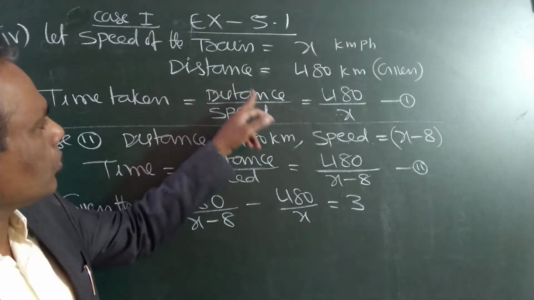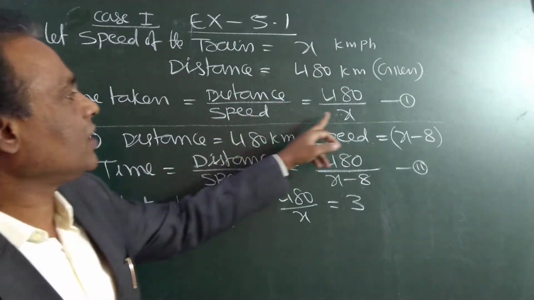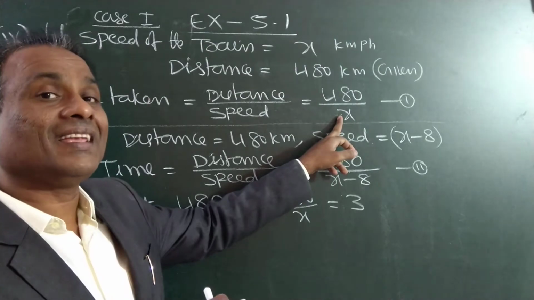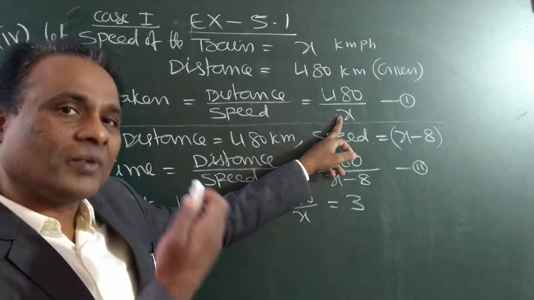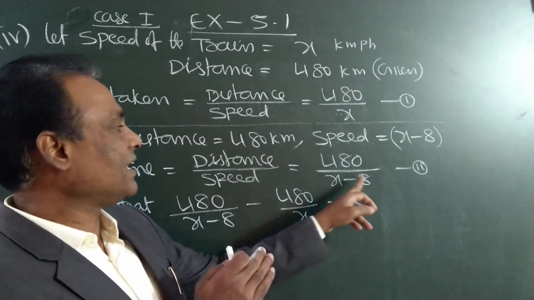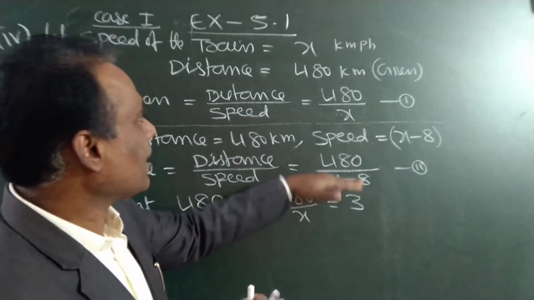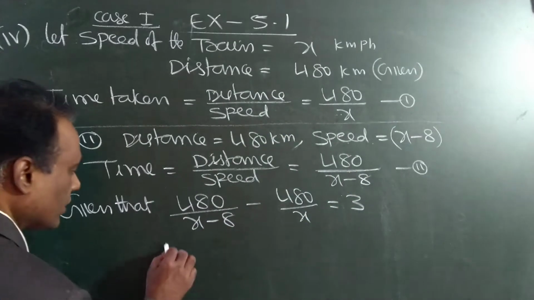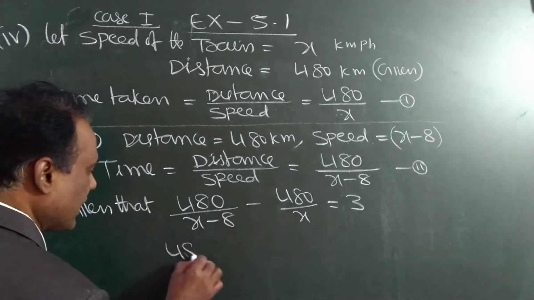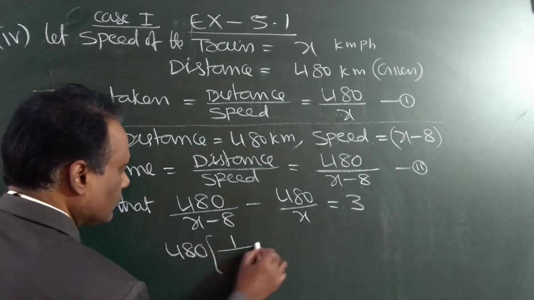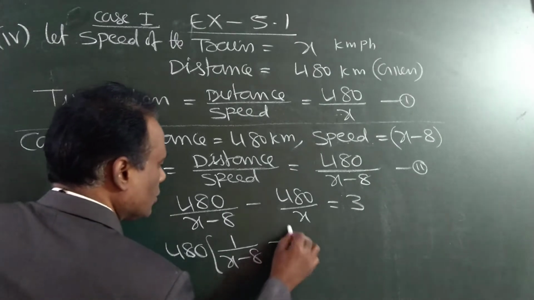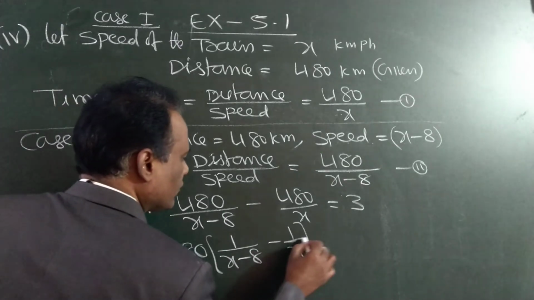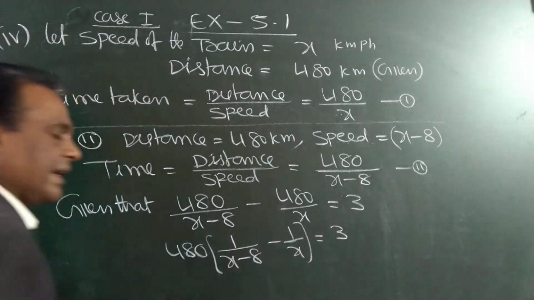Distance is 480 in both the cases. First time speed was x, second time speed is decreased by 8 kilometers per hour, less, x minus 8. So this time minus this time is equal to 3 hours, it is given. Simplify, students. 480 common. Only simplification. Write down.